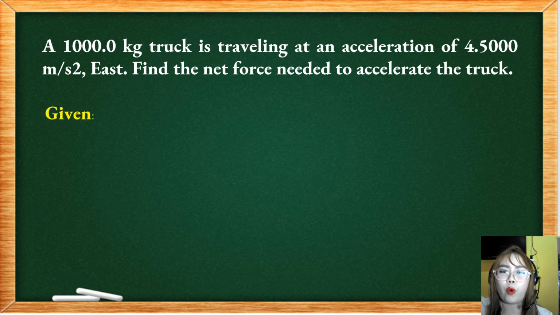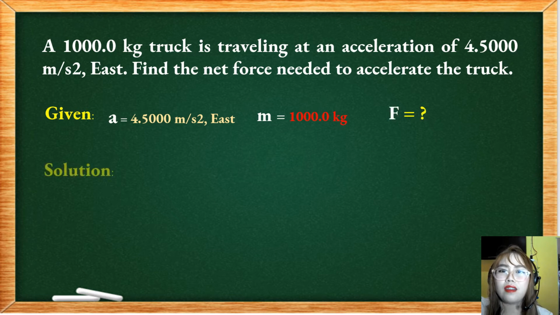First, look for the givens presented in the problem. The givens are the following. Acceleration is equal to 4.5 thousand meters per second squared east, and mass is equal to 1,000 kilograms. Now, what is missing is the force. Then, go for the solution. Since we are going to find the force, the formula in calculating force is equal to mass times acceleration.